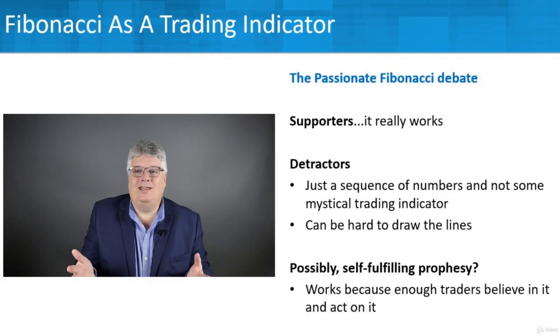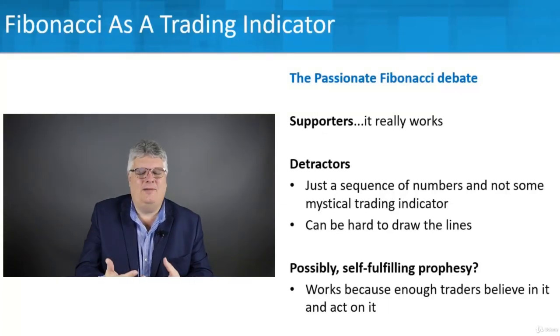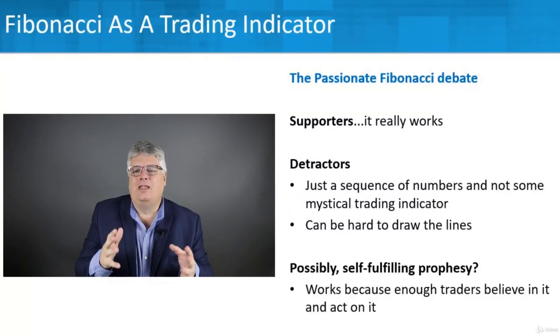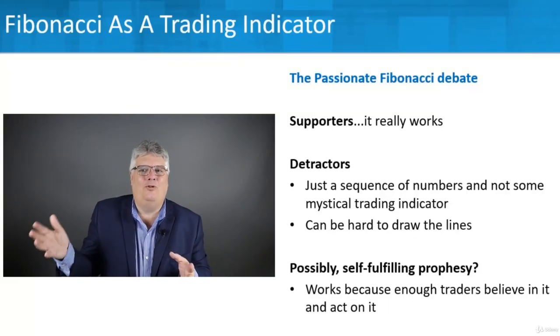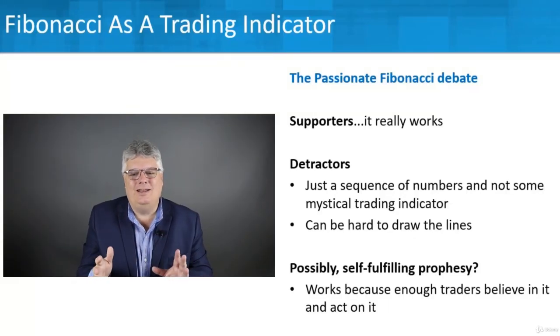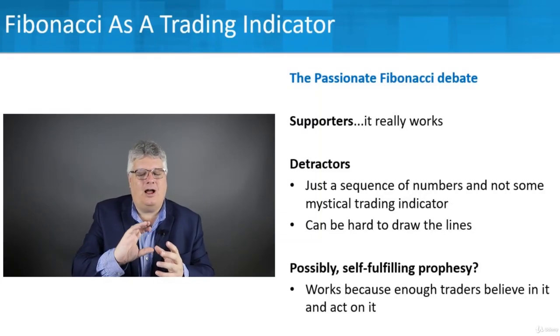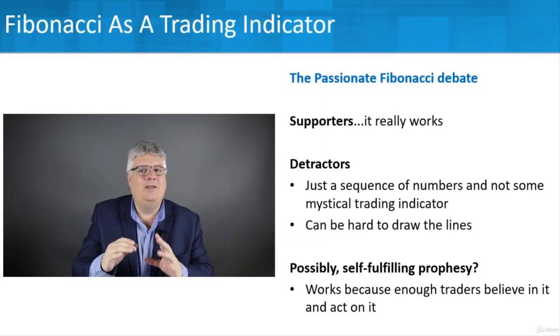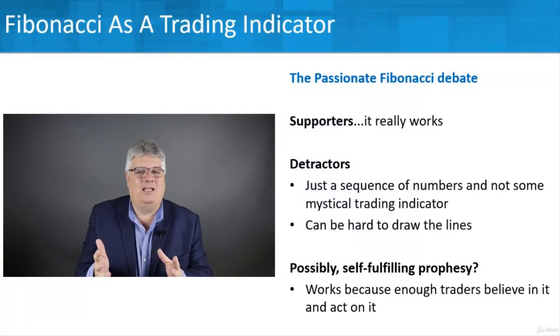So Fibonacci as a trading indicator, passionate debate for sure. Supporters say it really works and they believe in it and they embrace it, and a lot of them use only that, and I caution on that, but they do. Detractors say, come on, it's just a sequence of numbers done by some old mathematician guy. It's not some mystical trading indicator. In addition, they do make a point, it can be hard to draw the lines on there, hard to see and interpret them, and understanding your length, your time frame can be a little bit more tricky or advanced. So there is a point there, but that doesn't mean it doesn't work. It just means you have to be a little more practiced with it.